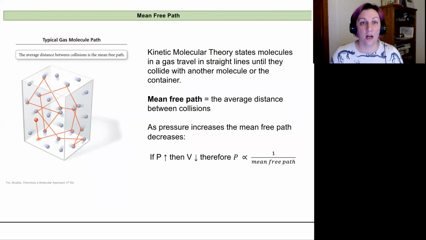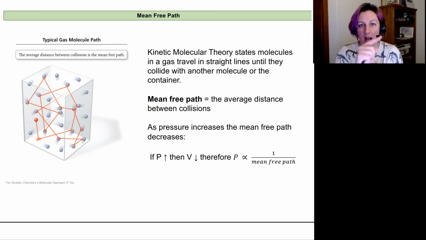All right, now let's talk about mean free paths. So, kinetic molecular theory told us that our particles are going to travel in straight lines until they collide with another particle or the container wall. So we can define the path that this is taking as the mean free path. This is just going to be a way of saying the average distance between collisions.